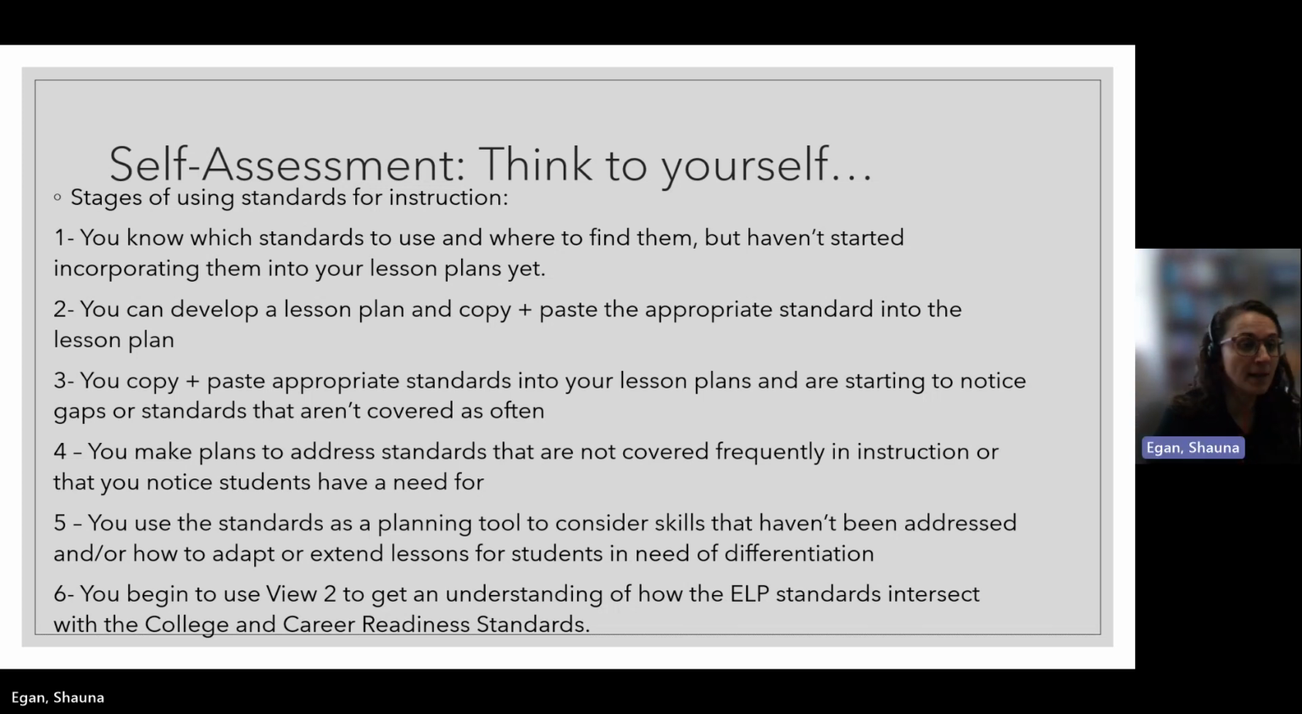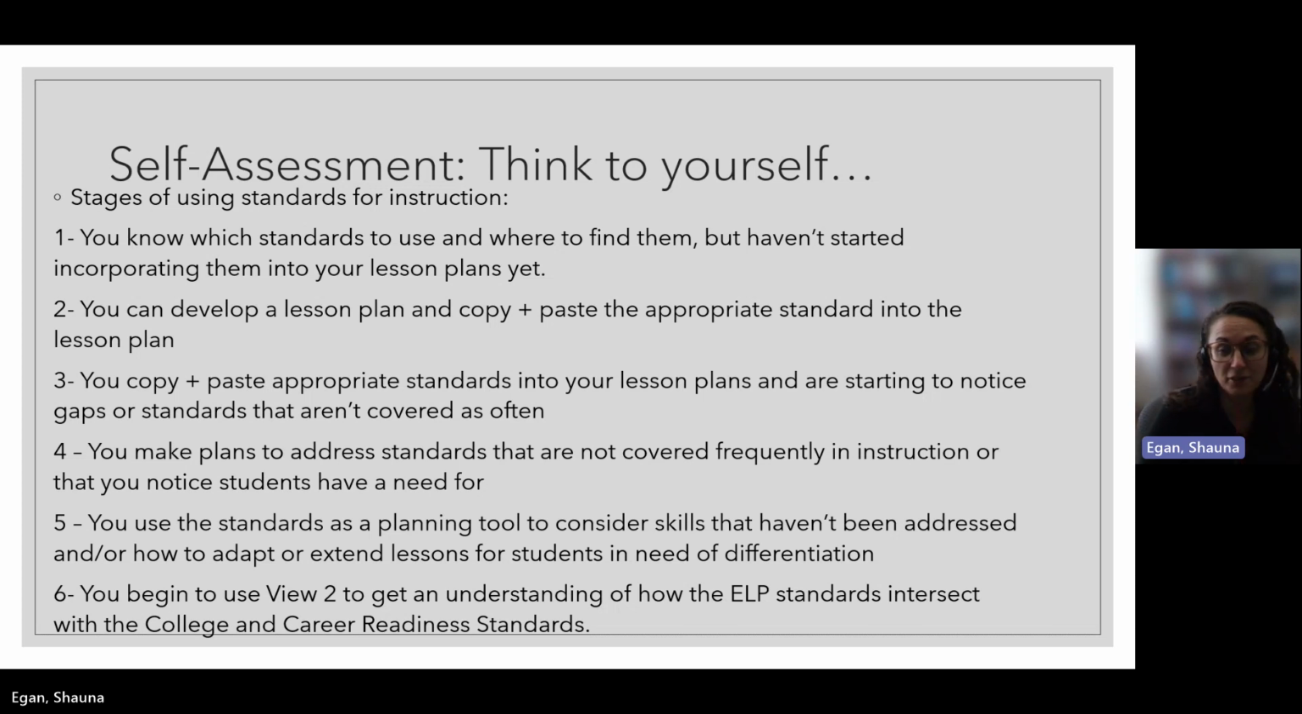Stage one, as a new instructor, you may know what standards you should be using and where to find them, but you haven't really started incorporating them into your lesson plans. Stage two, you can develop your lesson plan and you might be able to copy and paste the appropriate standard into the lesson plan, but there's not a ton of intentionality with using the standards.